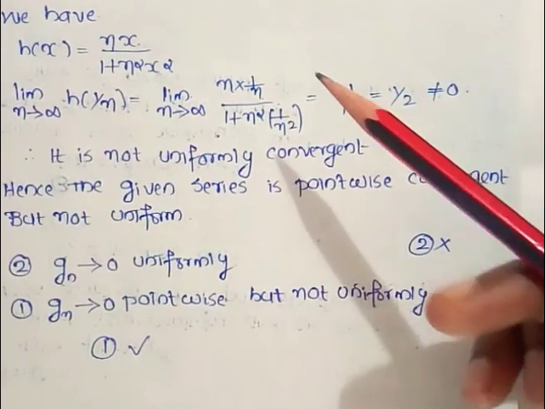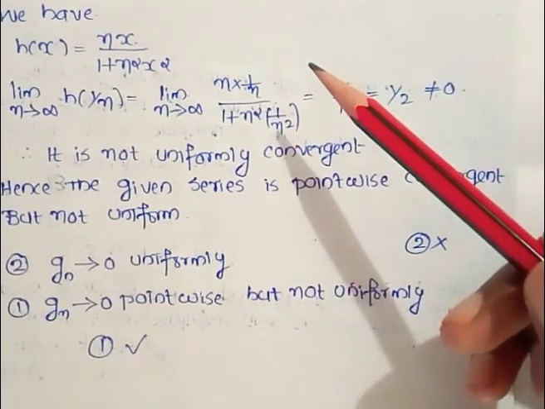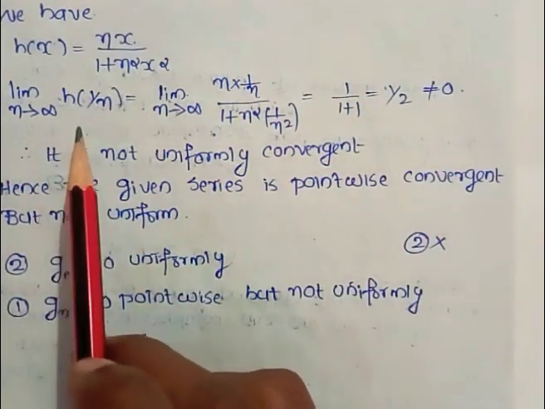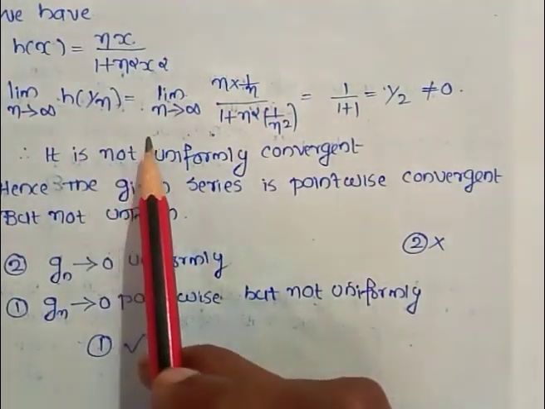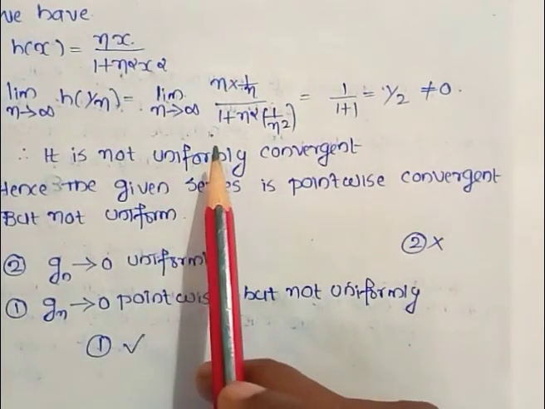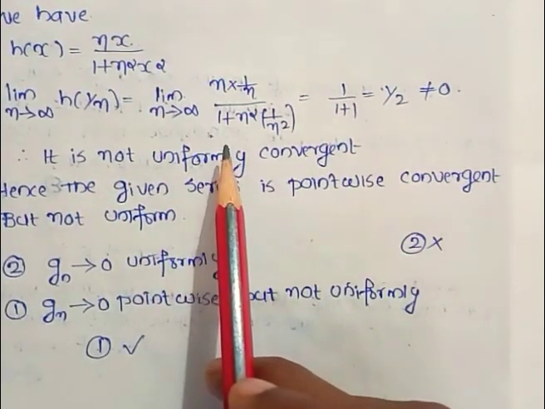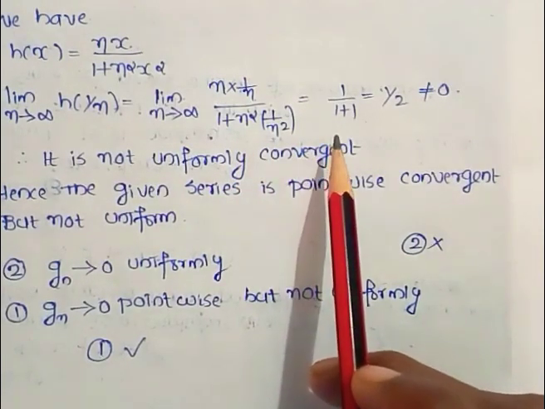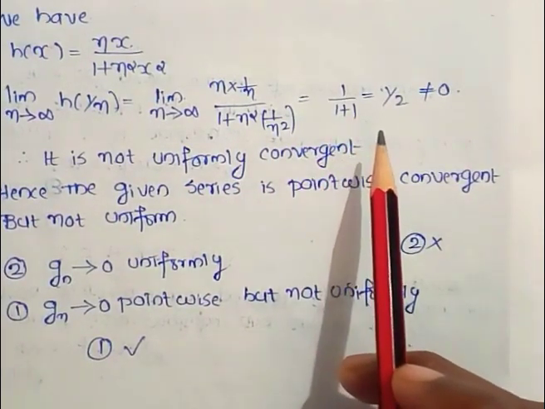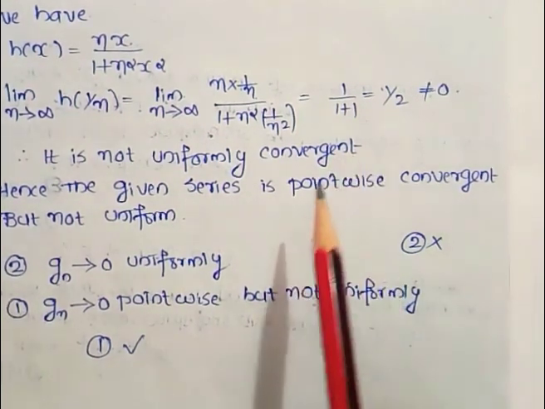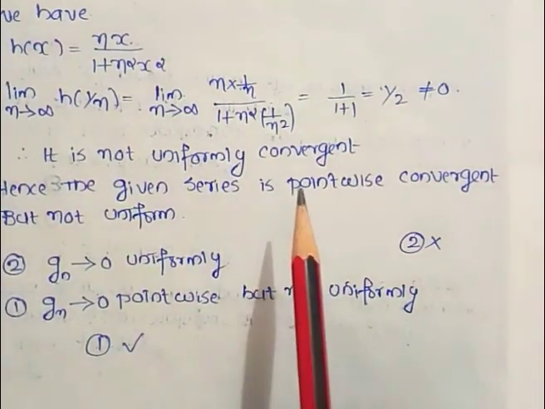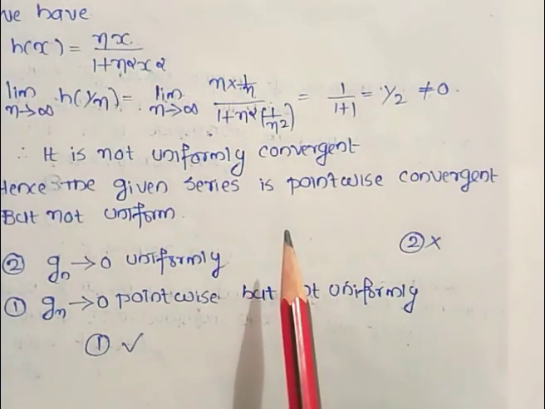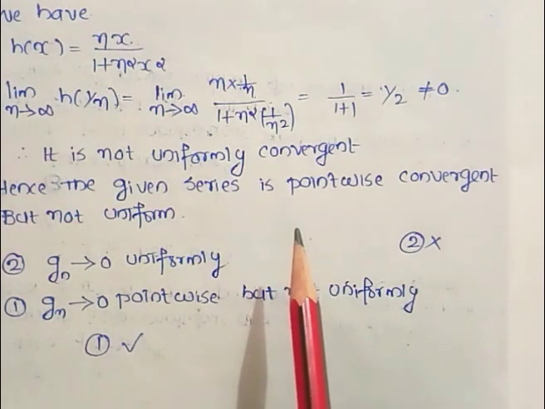We have h(x) = nx/(1 + n²x²). Then find the limit as n tends to infinity of h(1/n), which is equal to the limit as n tends to infinity of n·(1/n) / (1 + n²·(1/n²)), which is equal to 1/(1 + 1), which is equal to 1/2, which is not equal to 0. Therefore, it is not uniformly convergent. That means the given sequence is point-wise convergent, but it does not converge uniformly.